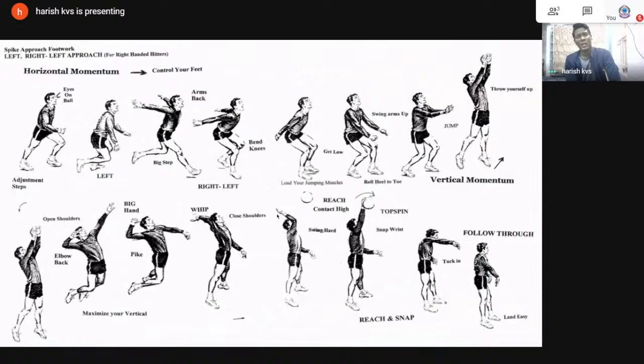In the given picture, you can see how a smash is made. The whole movement, right from adjusting your steps, you are taking a left step, one step right, and bending your knees. You are leaping in an upward direction, taking a jump, and throwing yourself up. The whole body movement needs to come together when you do these kinds of spikes.